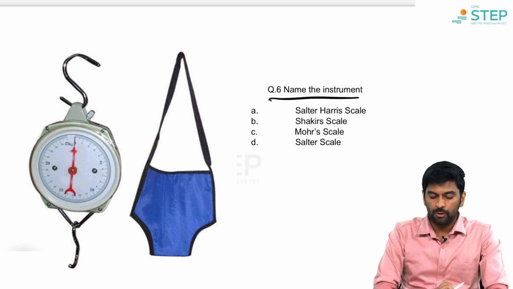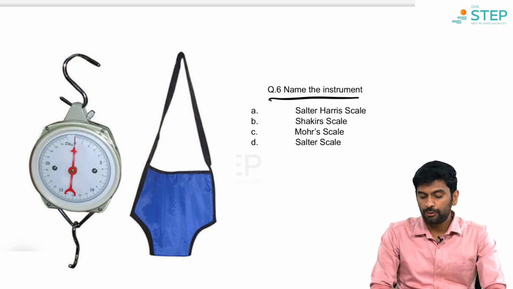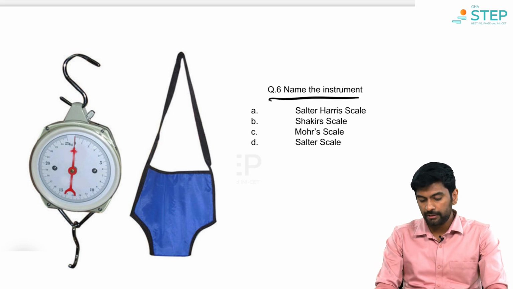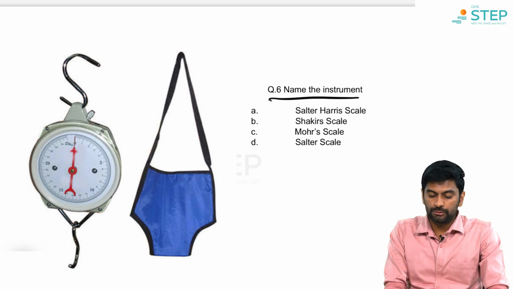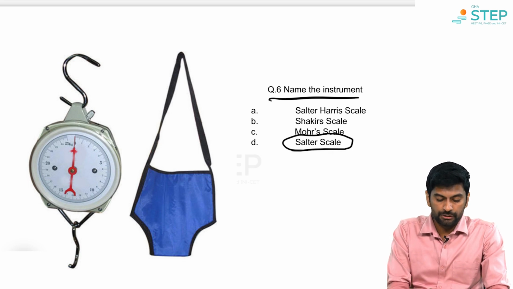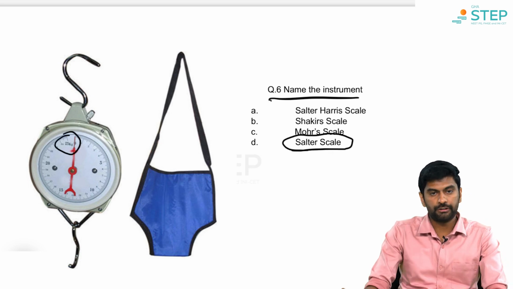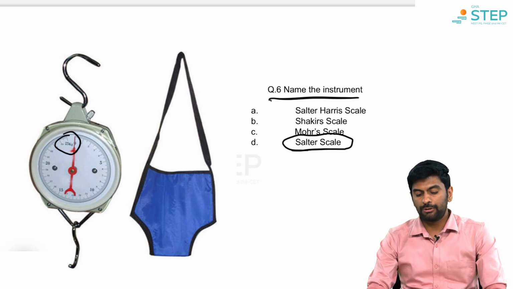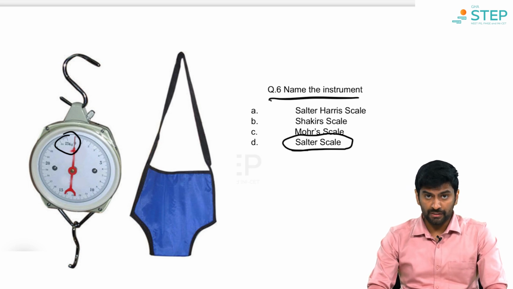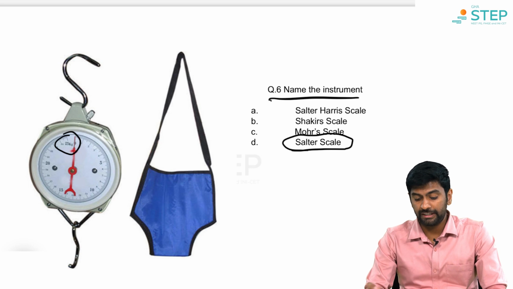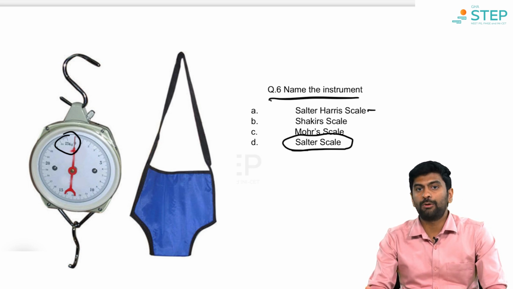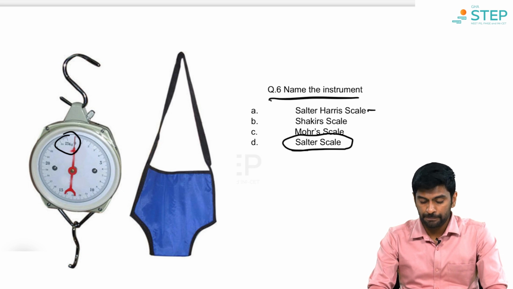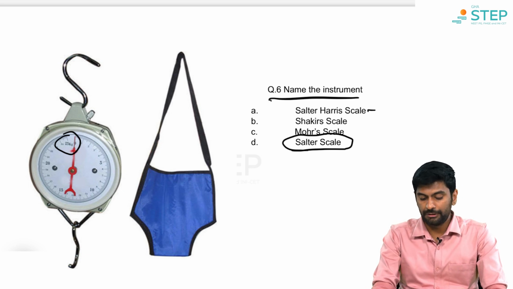What is the instrument called here in this case? Option A, Salter-Harris scale. Option B, Shakir scale. C, Morse scale. D, Salter scale. This is a Salter scale wherein we can measure a maximum of 25 kgs, as you can see here in this image. Salter scale is used to check for the weight of the baby to a maximum of 25 kgs. Salter-Harris scale is completely different. It is to assess the amount of fluid loss in the baby. So Salter scale is the answer in this case.